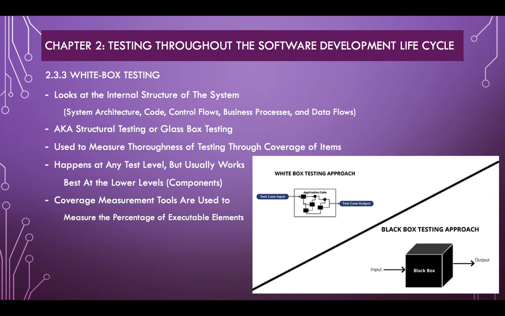White box testing looks at the internal structure of the system: the system's architecture, code, control flows, business processes, and data flows, aka structural testing or glass box testing. Used to measure thoroughness of testing through coverage of items. Happens at any test level, but usually works best at the lower levels, like on the components. The coverage measurement tools are used to measure the percentage of executable elements.